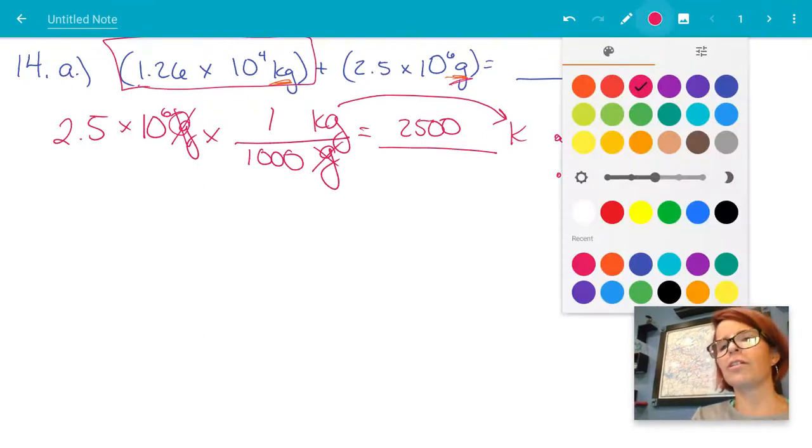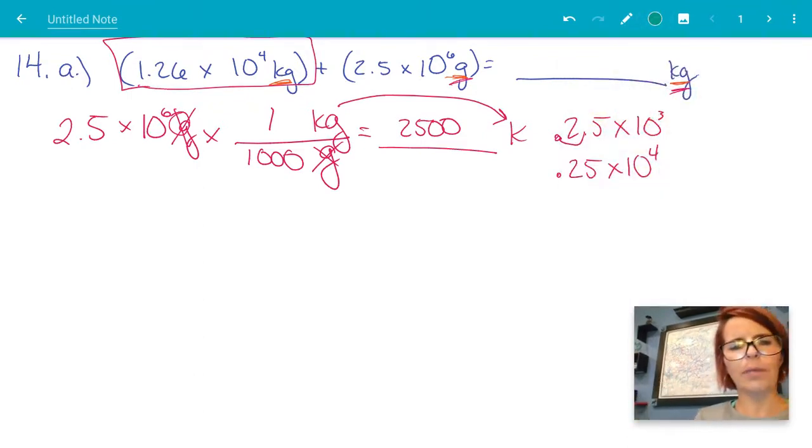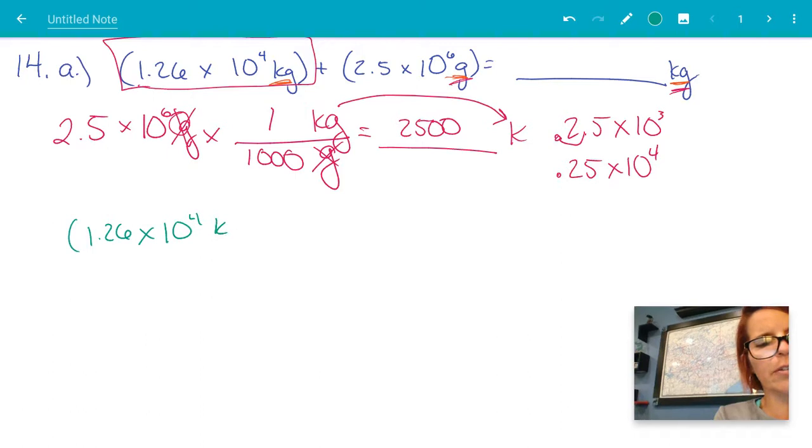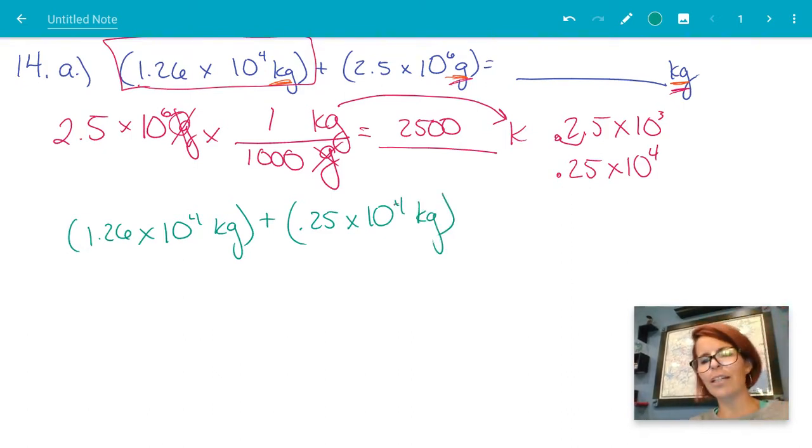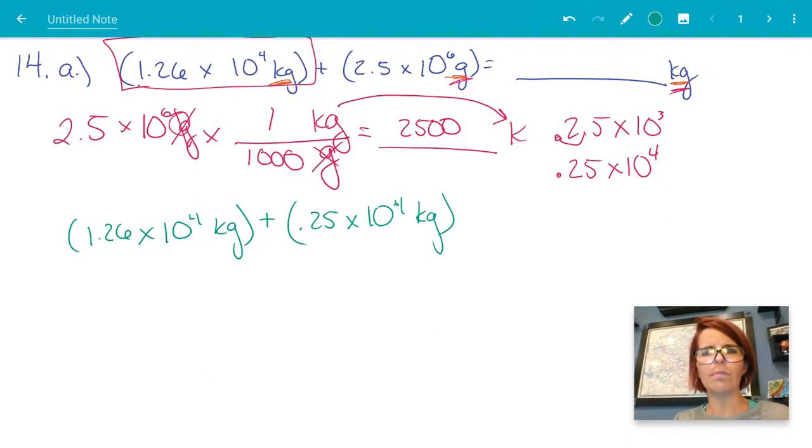So let me switch colors one time to make it pop a little bit. So we're going to start over. It is 1.26 times 10 to the fourth kilograms. That's the way it was originally written. Plus, and this is what I've converted, 0.25 times 10 to the fourth kilograms. Please don't skip your units. Get into the habit. I know it feels difficult, but that's going to make a big difference.